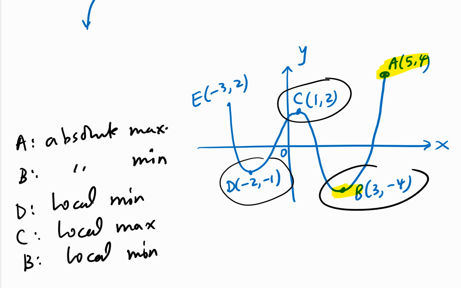D is a local min. C is a local max. B is a local min. You can have more than one local min or one local max. And that local min at B is the same as an absolute min, which is okay. It can be both at the same time.